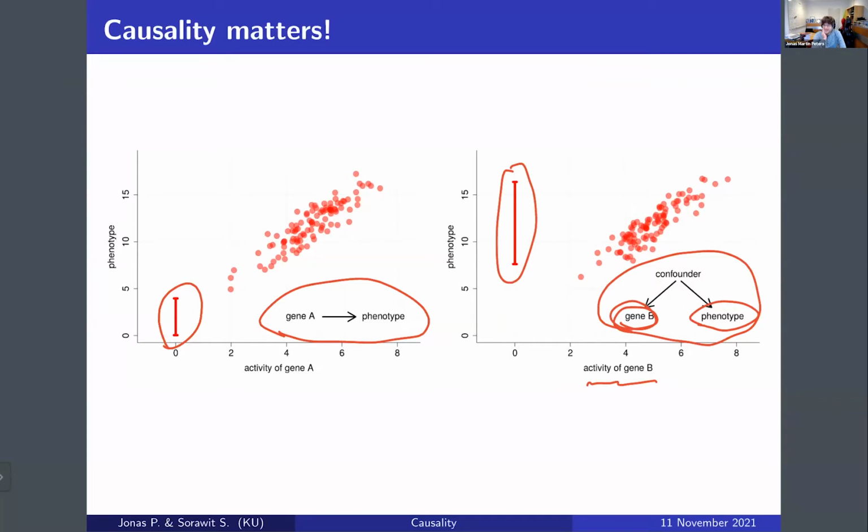So what does this mean? This means that if you want to answer this question of what is the best prediction of the phenotype under an intervention, you have to talk about causality.